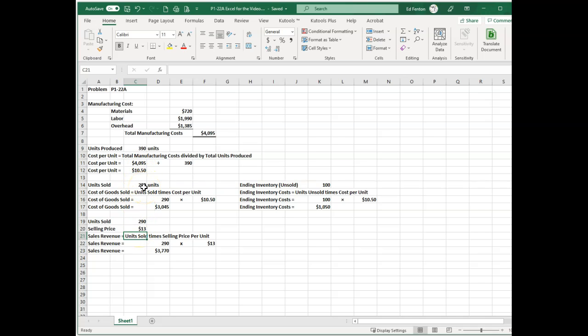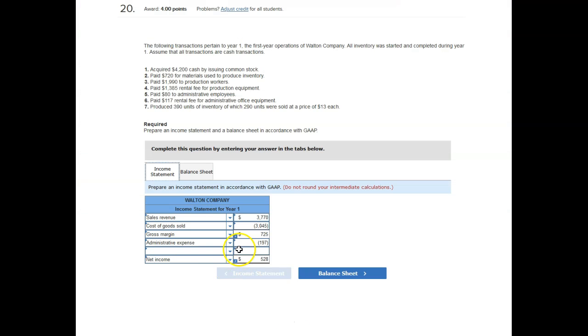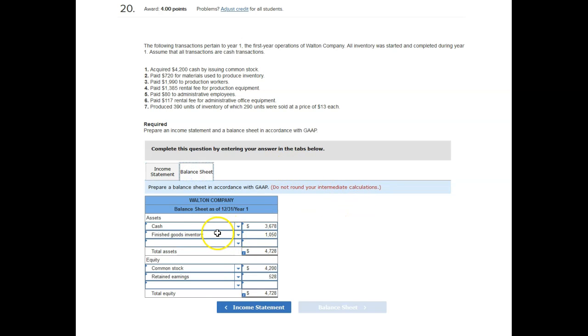The cost of goods sold for these 290 units that we sold will be the 290 units times the cost per unit, or $3,045, and the sales revenue will be the units sold times the selling price, $13, $3,770. So that's the income statement. Now the balance sheet. Now the cash balance in the balance sheet, $36.78. Let's see how we get it.